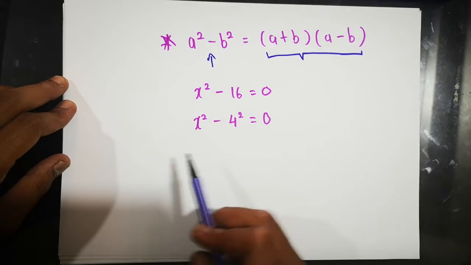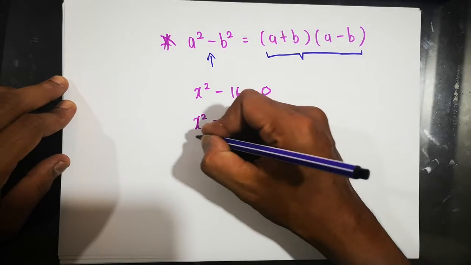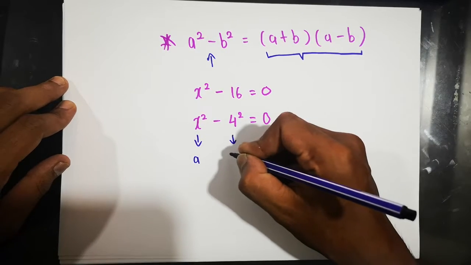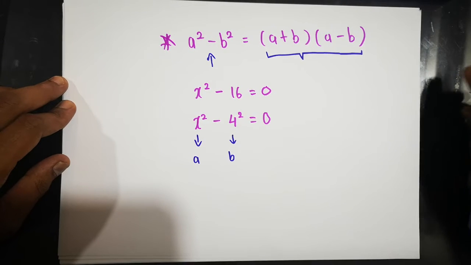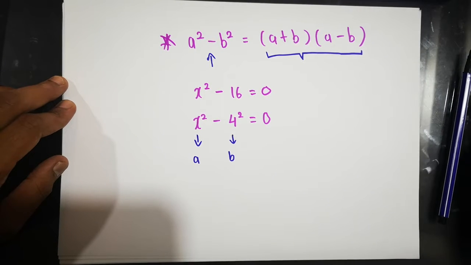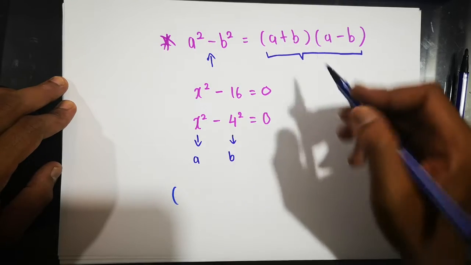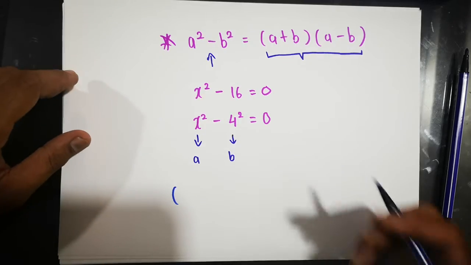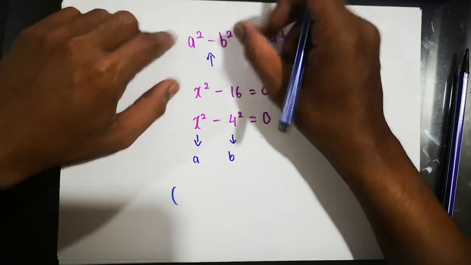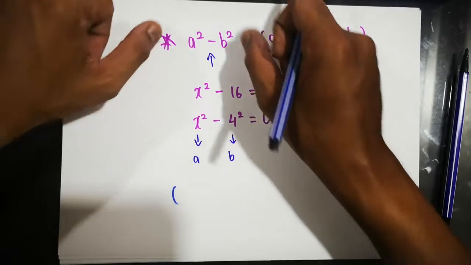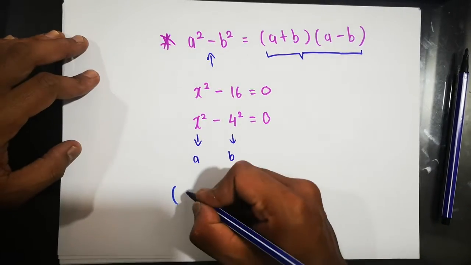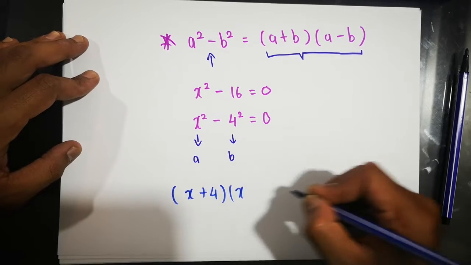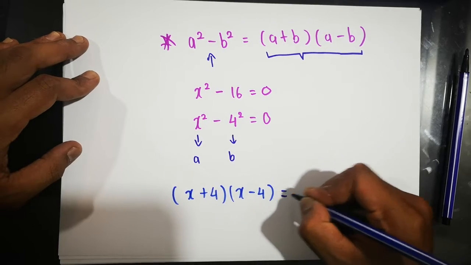So now going back to the question, you have x square minus 4 square. So this becomes your a and this becomes your b. So writing back the equation, my a will be x, right? My b will be 4. Easy. Follow this, compare this and compare this. What you'll get is (x plus 4)(x minus 4) is equal to 0.